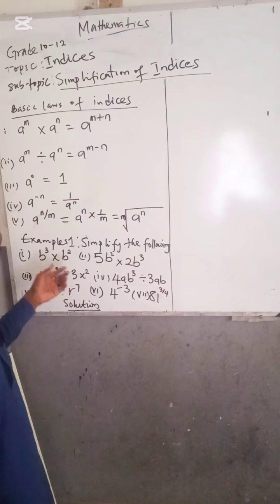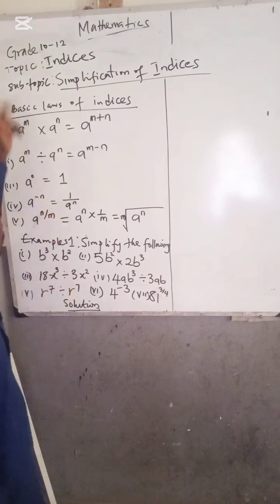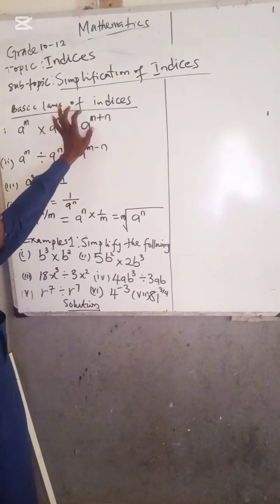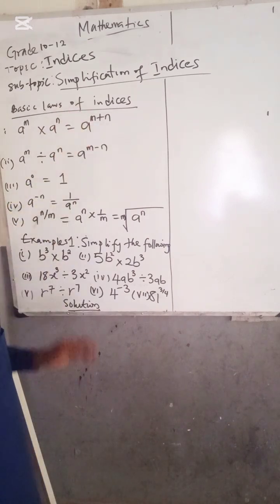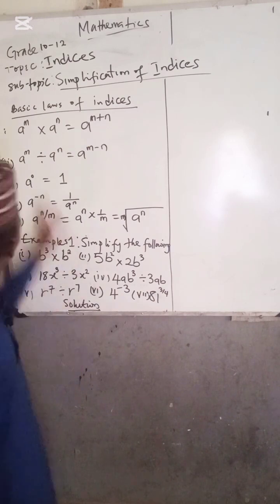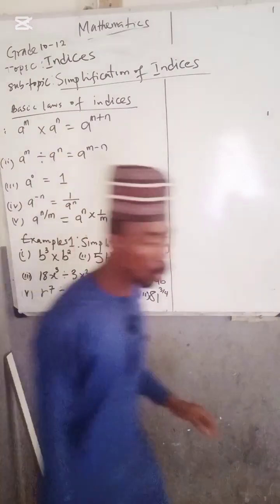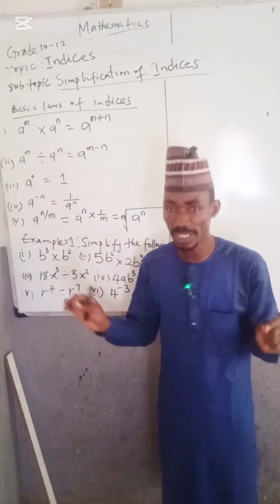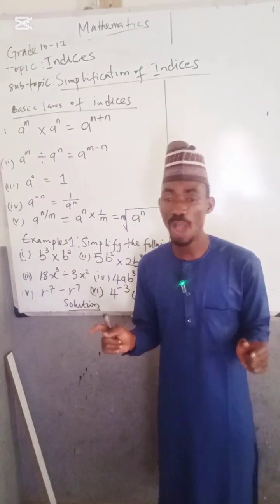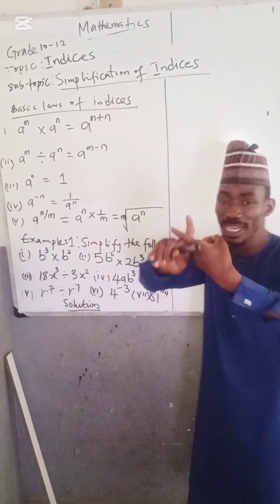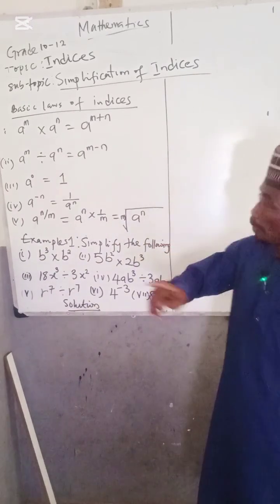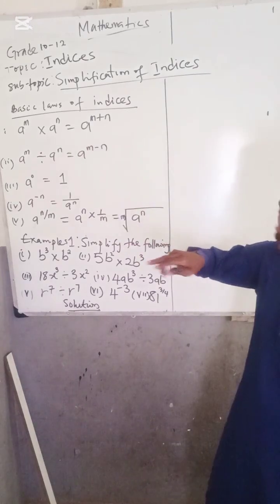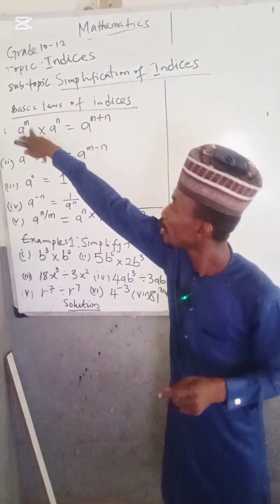Now, let's look at the first one. We say a raised to power m times a raised to power n is equal to a raised to power m plus n. Let me simply tell you this. What this law is saying is that when similar numbers, objects, items are multiplied together, pick one of them. I'll explain what I mean by one of them, and add the power.